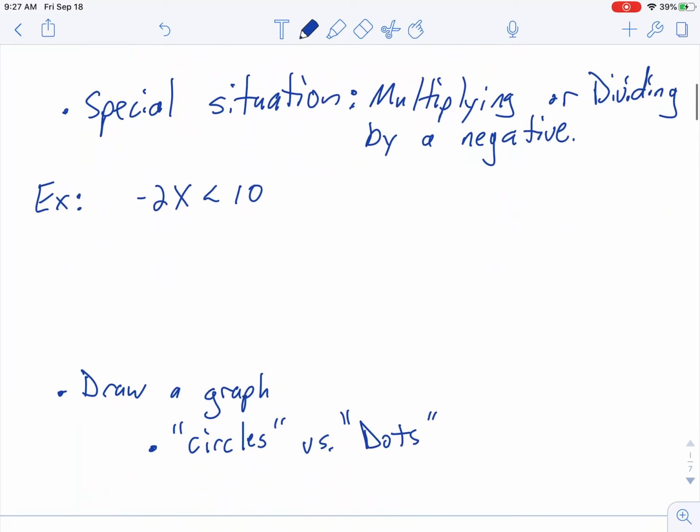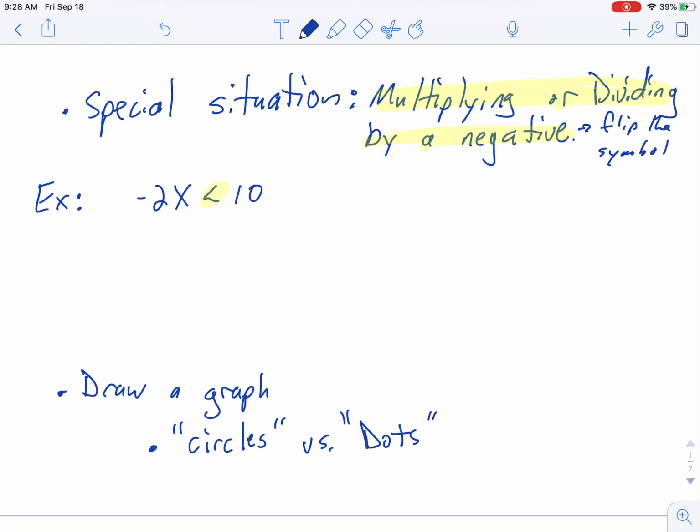Now, there is one special situation when it comes to solving inequalities that never applies to equations. It was never an issue at all, and it's right here. If you ever have to multiply or divide by a negative number in solving inequalities, you actually have to take the inequality symbol, whatever it is, and flip it around. So multiplying or dividing by a negative, flip the symbol.